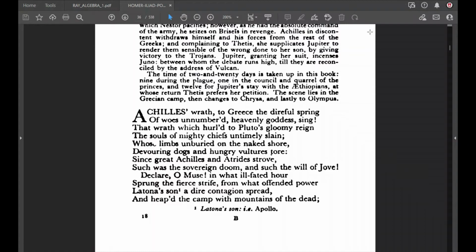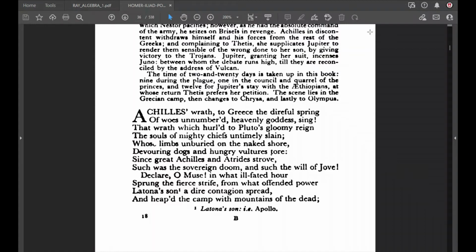Achilles' wrath to Greece, the direful spring of woes unnumbered, heavenly goddess, sing. That wrath which hurled to Pluto's gloomy reign the souls of mighty chiefs untimely slain, whose limbs unburied on the naked shore devouring dogs and hungry vultures tore. Since great Achilles and Atrides strove, such was the sovereign doom and such the will of Jove.